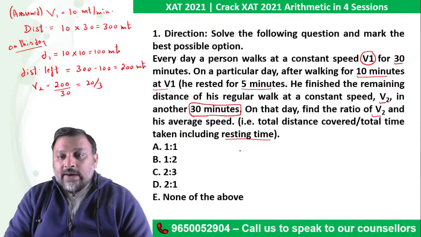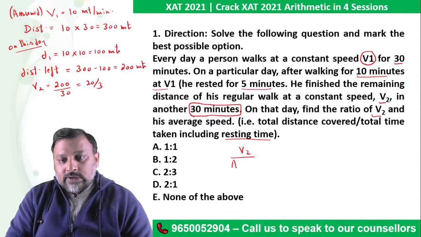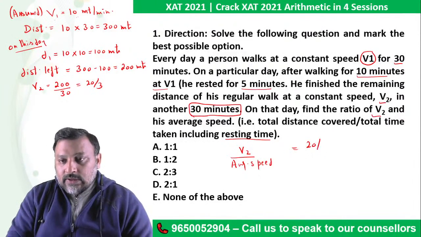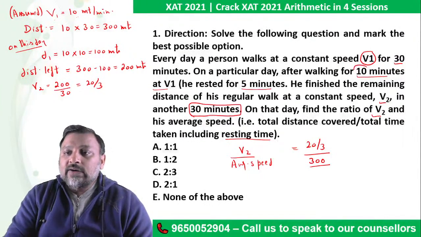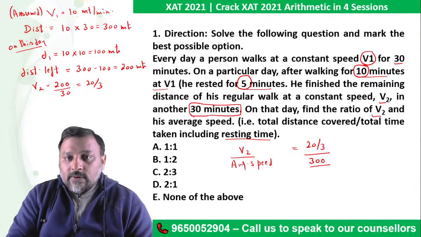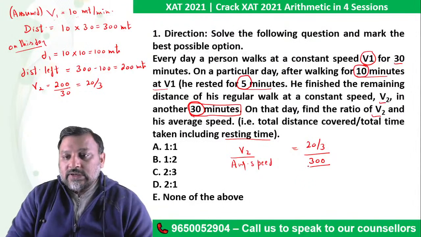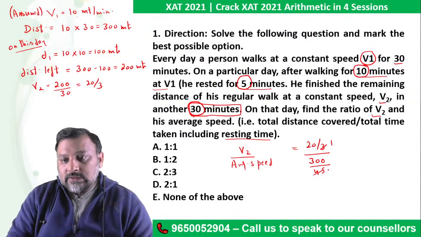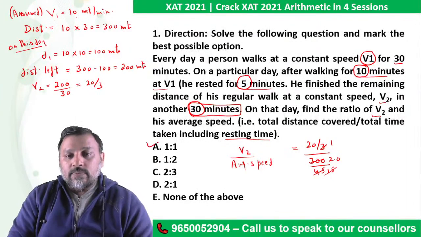Okay, so I need to find V2 by average speed. V2 is 20 by 3. Average speed is total distance, which we know is 300, by total time. The total time that he took on this particular day is 10 plus 5 plus 30, which is 45. So you just need to simplify this. It is 20 times, so what you'll get is 20 by 20. That is A option.